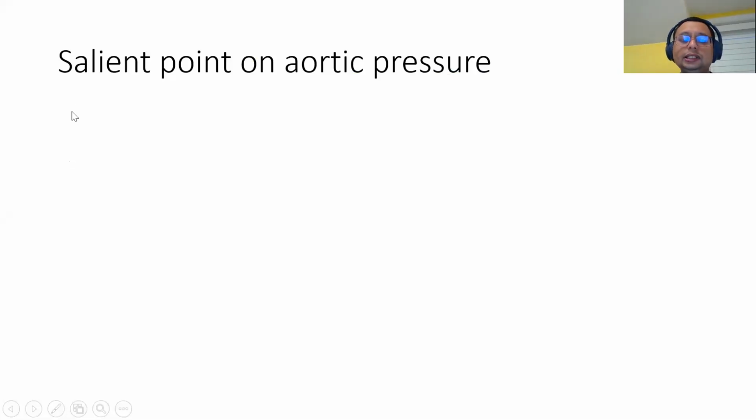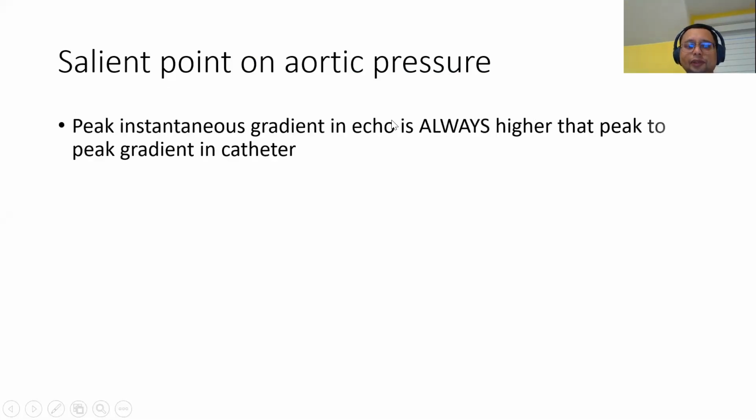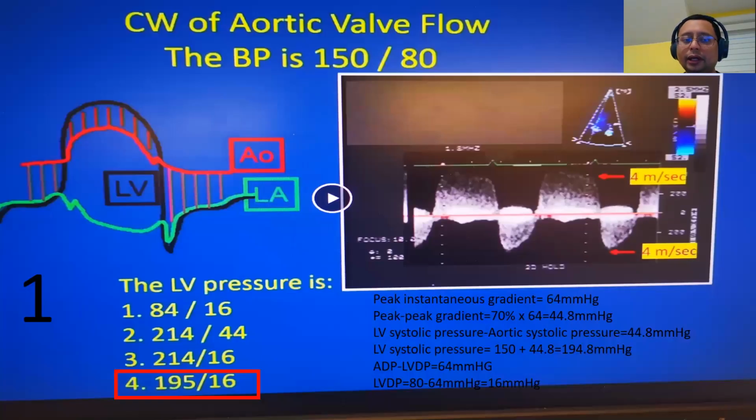A lot of this is a favorite exam question, okay, about aortic pressure. So there are certain salient points. Number one, peak instantaneous gradient in echo is always higher than peak to peak gradient in catheter. So what do I mean? We go back to the previous echo.